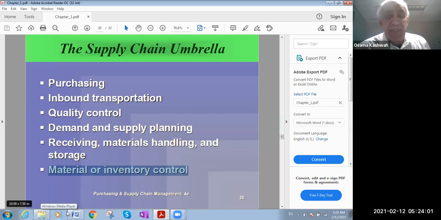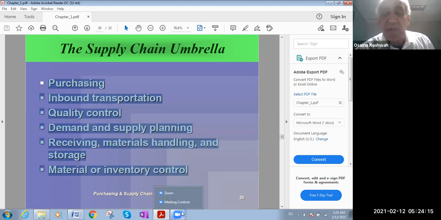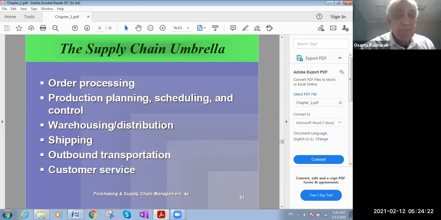So supply chain, like we said, is the flow of goods from the producer to the consumer. All this stuff which we talked about just now, the purchasing, the inbound, the demand, the receiving, the materials, all those go within the supply chain activities. And more, order processing also goes inside the supply chain.